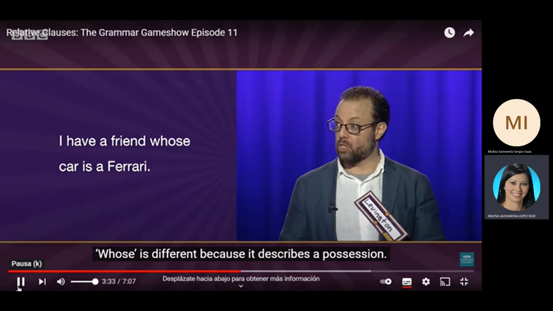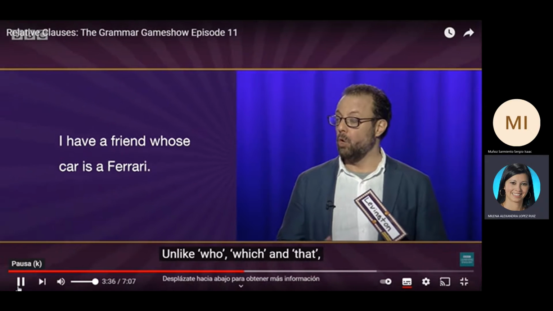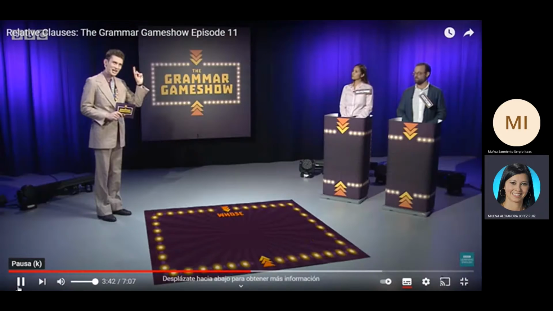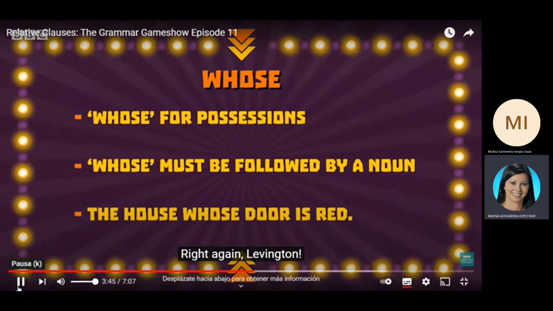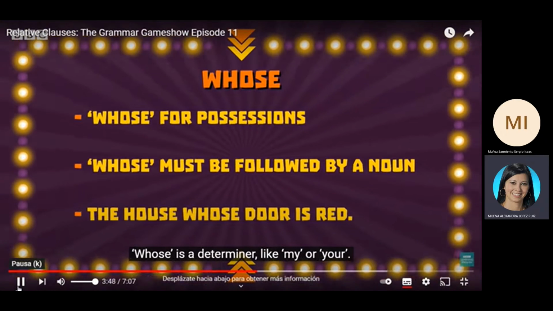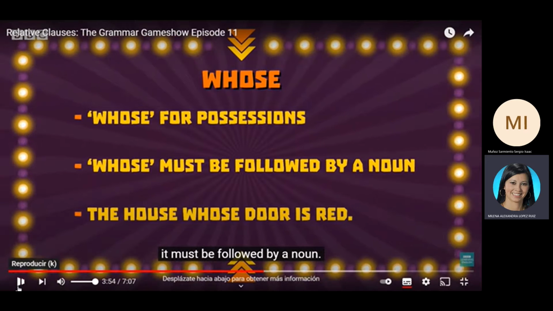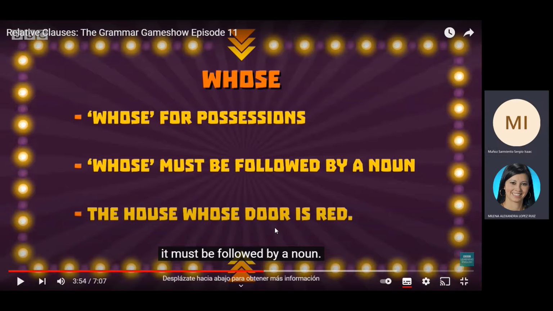Whose is different because it describes a possession. Unlike who, which, and that, it cannot be used without being followed by a noun. Whose is a determiner, like my or your. Despite being a relative pronoun, it must be followed by a noun. So this is really important. We just use whose for possessions, always for possession, and whose must be followed by a noun, always. The house whose door, for example, is red. I cannot say the house whose is whatever. Is it clear?